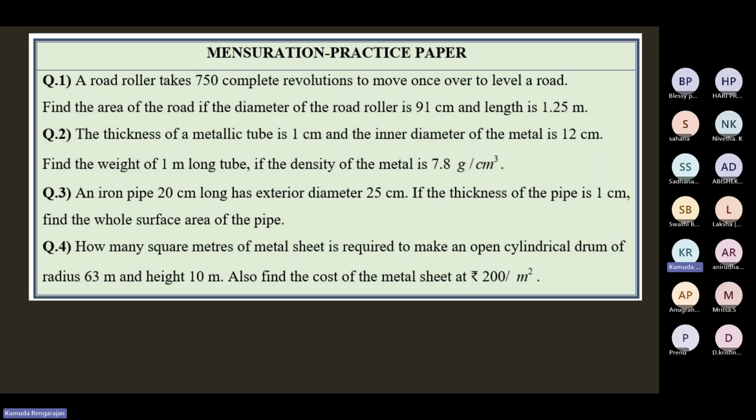And what about the surface area? How do we find the surface area of a metallic tube or a pipe mentioned in question number 2 and 3? Formula to find the surface area. 2 pi r h plus pi r square. Yeah, correct. Then 2 pi r h plus 2 pi r h. Yes.